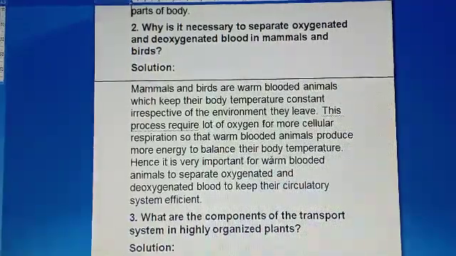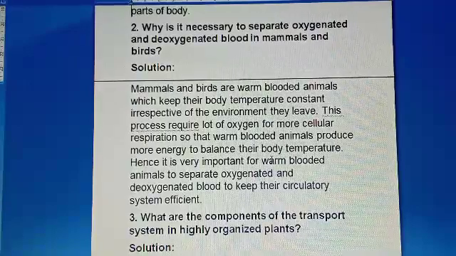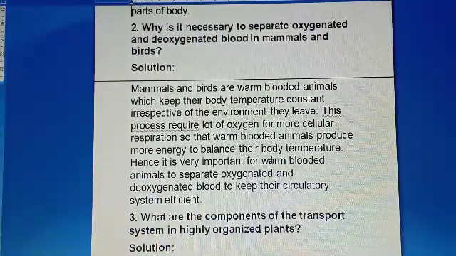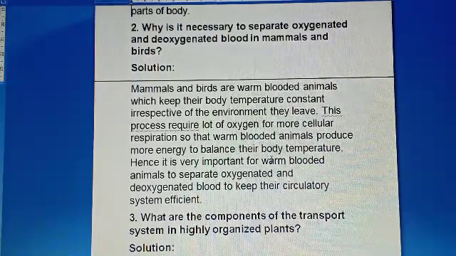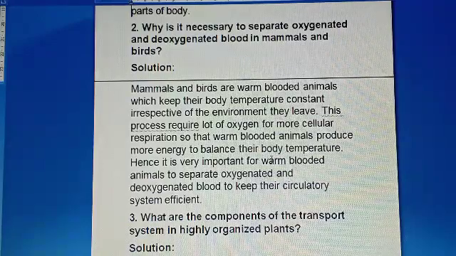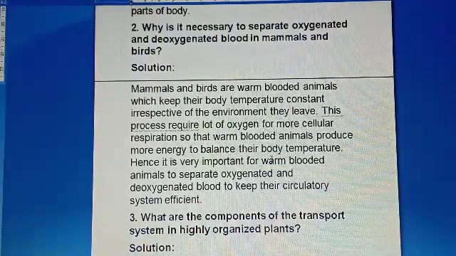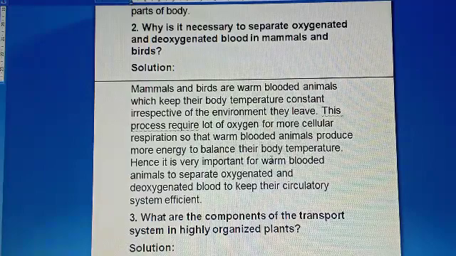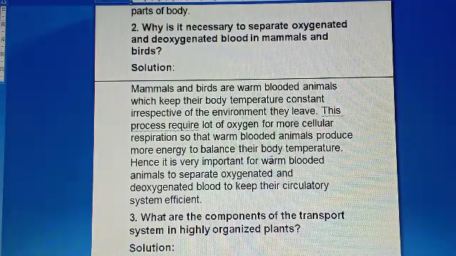Let's have a look at the answer. Mammals and birds are warm-blooded animals which keep their body temperature constant irrespective of the environment where they are living. These processes require lots of oxygen for more cellular respiration, so that the warm-blooded animal produces more energy to balance their body temperature. Where does this energy come from?